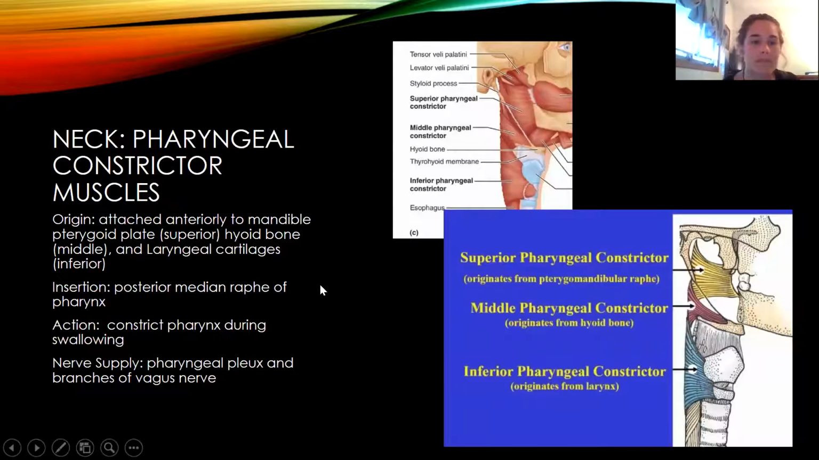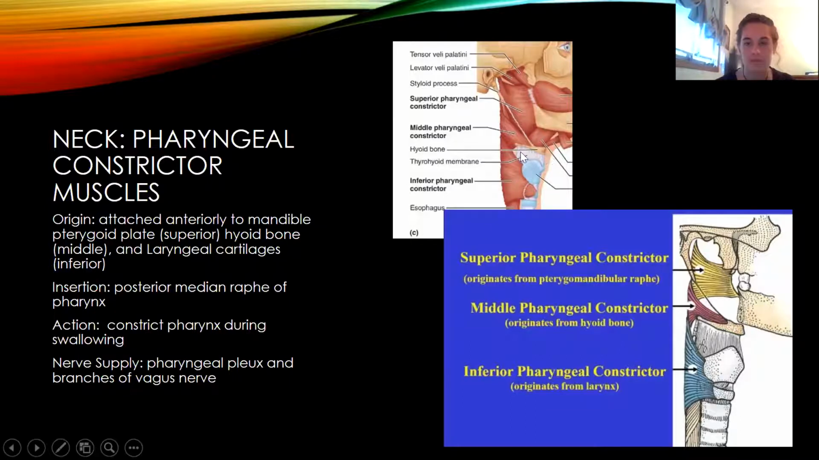Then next are the pharyngeal constrictor muscles, and this helps with propelling food bolus to the esophagus as well. So the origin for the superior pharyngeal constrictor muscle is that it is anterior to the mandible, the pterygoid plate. And then the middle pharyngeal constrictor muscle. The origin is the hyoid bone.